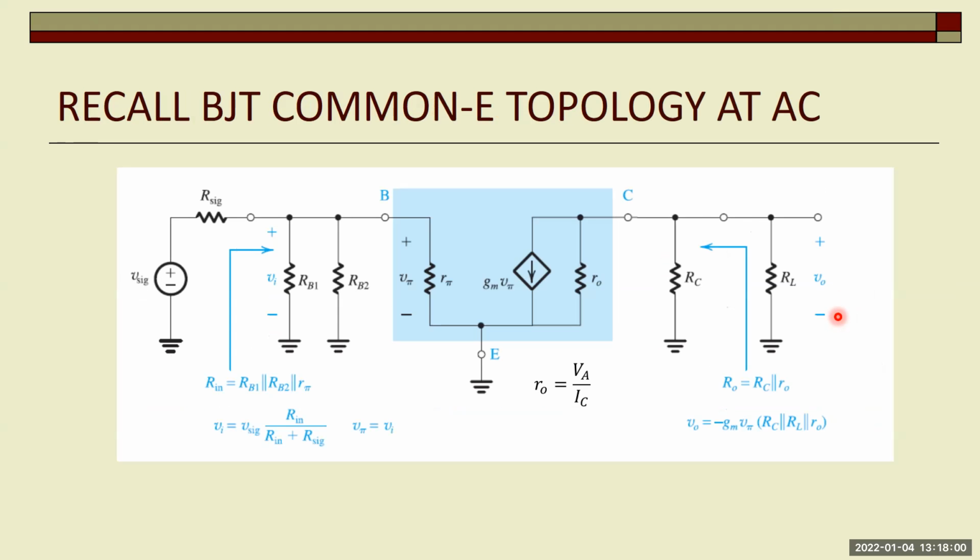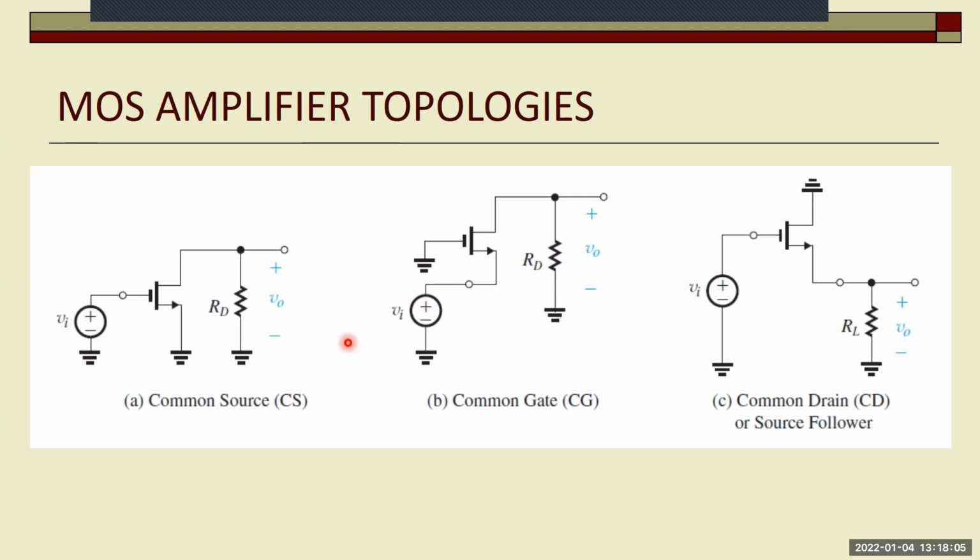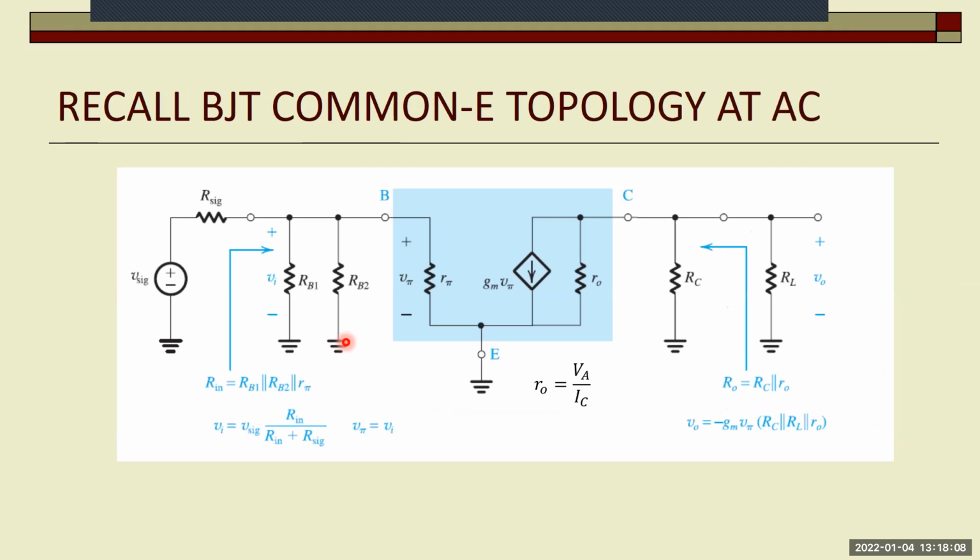Now, first off, let's discuss the common source, right? So the analogous topology was common emitter. This is the small signal circuit, r pi, gm v pi, and ro. And of course, ro is a function of the Early voltage. If the Early voltage is very large, this disappears. And you remember we had base dividing resistors, and at AC, they come together in parallel.